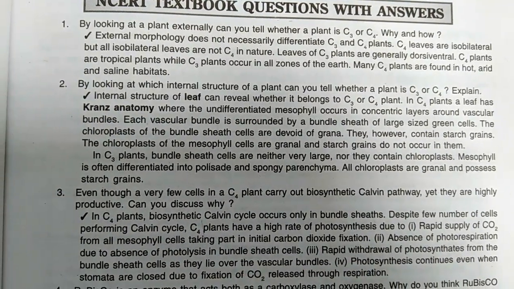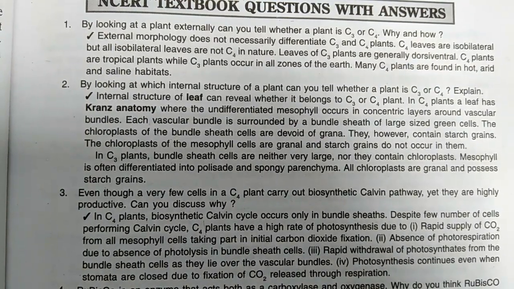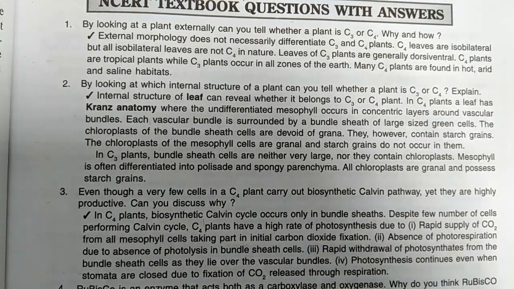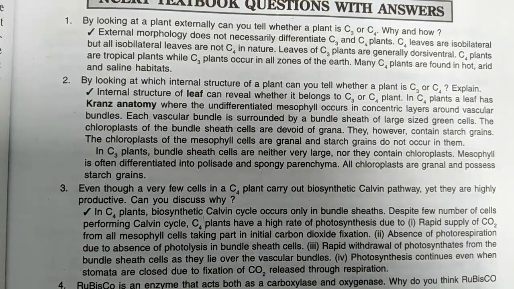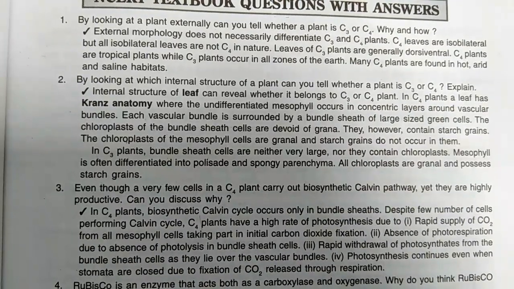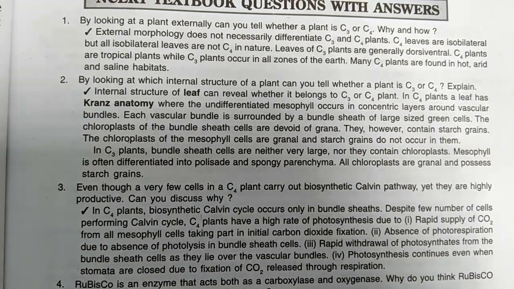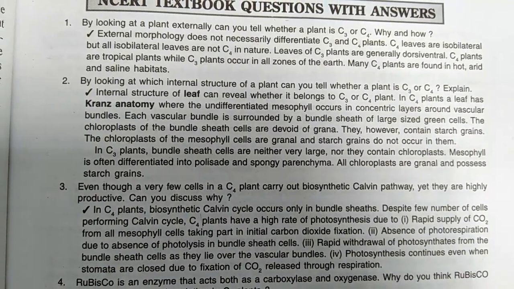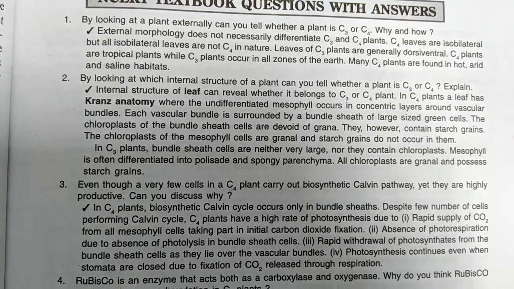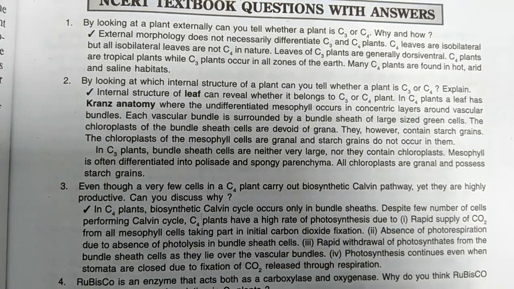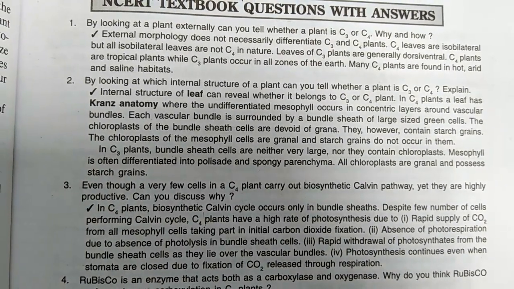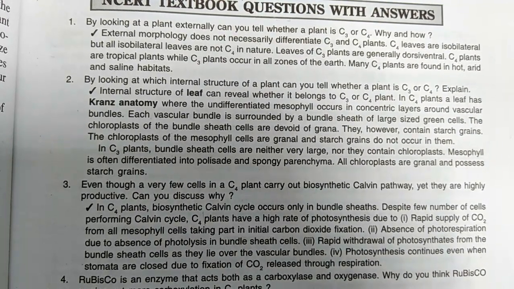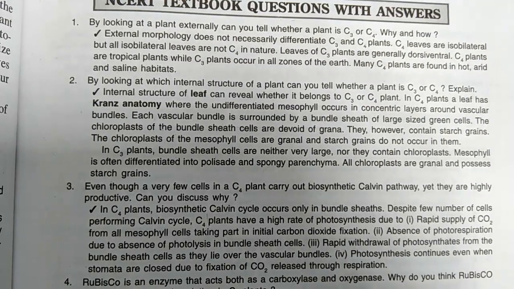Second question is, by looking at which internal structure of the plant can you tell whether a plant is C3 or C4? Explain. Answer is, internal structure of leaf can reveal whether it belongs to C3 or C4 plant. In C4 plants, a leaf has Kranz anatomy, where the undifferentiated mesophyll occurs in concentric layers around vascular bundles.